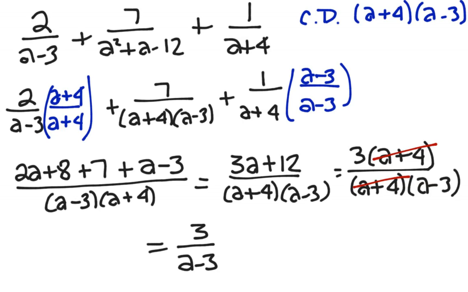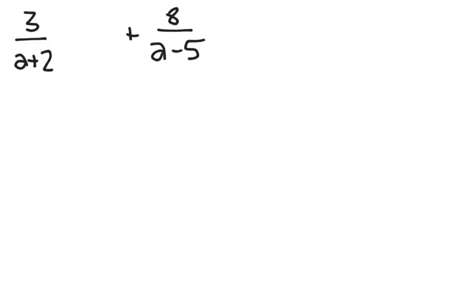Now, you don't always have common denominators that are very obvious. Sometimes you have two denominators that are factored, but don't have anything in common. For example, I have here 3 over a plus 2, plus 8 over a minus 5. The denominators are factored. They don't seem to have anything in common. But remember, a common denominator has every factor of every denominator. So we're going to have (a plus 2) times (a minus 5).